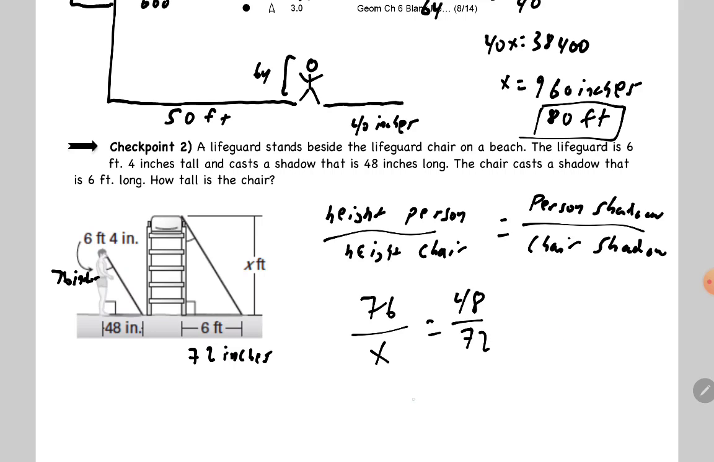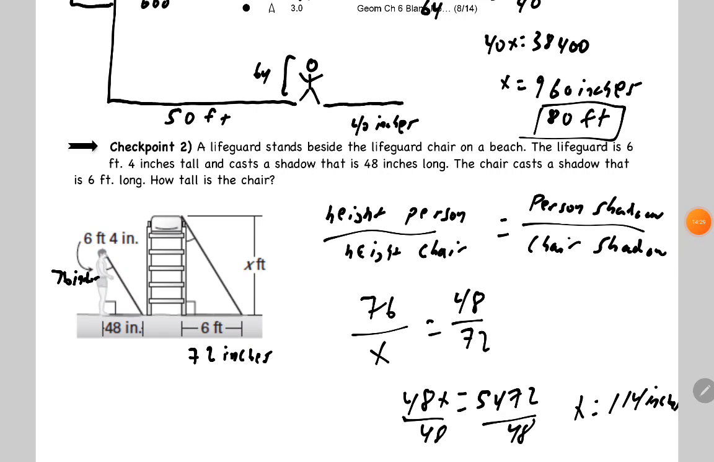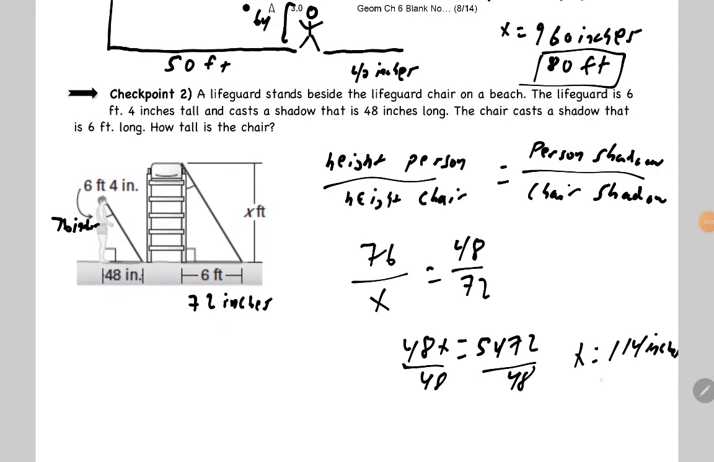Do our cross multiplication, we'll get 48x equals 5,472. Divide both sides by 48 to get x is 9.5 feet. Half a foot is 6 inches, so this will be 114 inches. Kind of skipped ahead. And if you convert that back into feet, that's either 9.5 feet, or you can say 9 foot 6 inches.